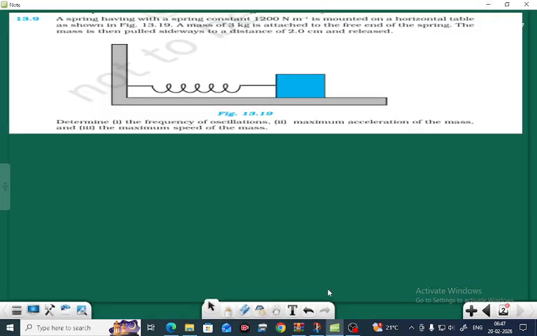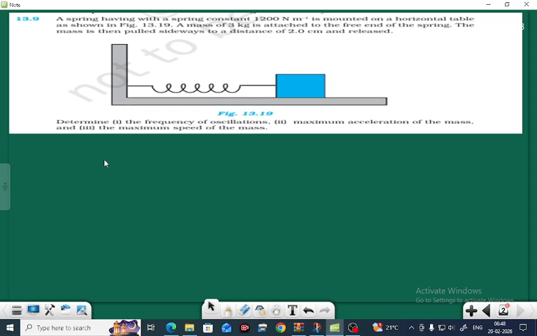Hello everyone. Today we shall discuss question number 13.9 of the chapter Oscillation. What is given here? A spring having a spring constant 1200 Newton per meter is mounted on a horizontal table as shown in figure 13.19. A mass of 3 kg is attached to the free end of the spring. The mass is then pulled sideways to a distance of 2 cm and released. Determine the frequency of oscillation, maximum acceleration of the mass, and the maximum speed of the mass.